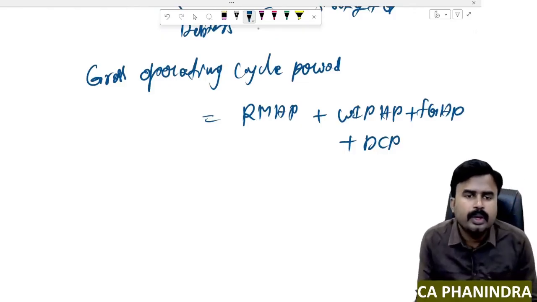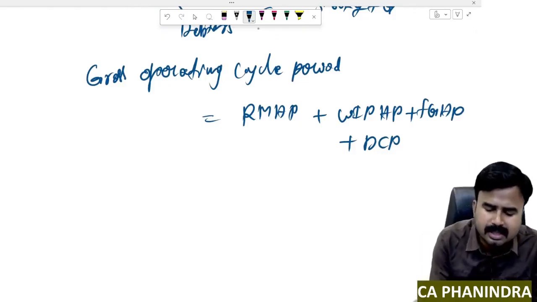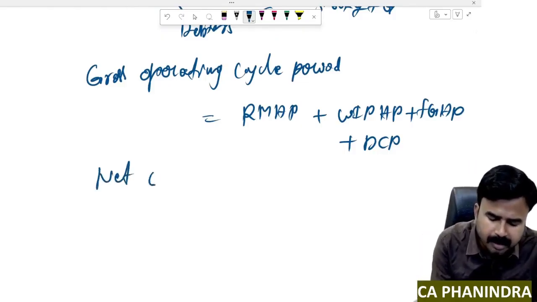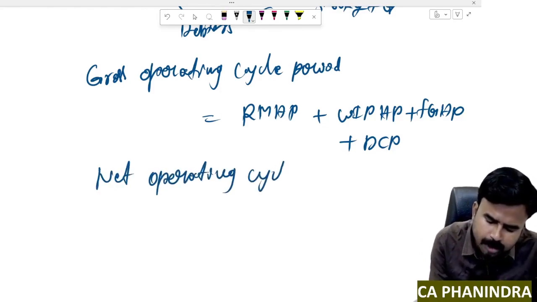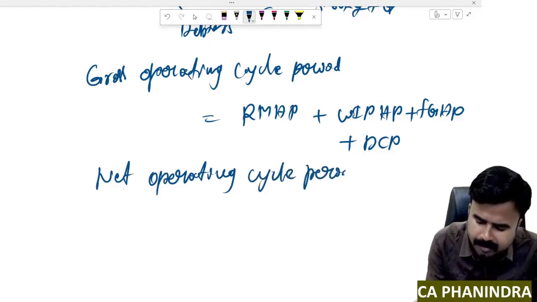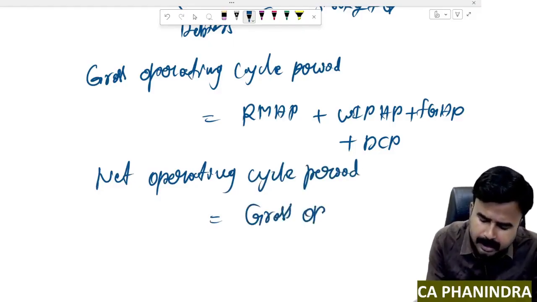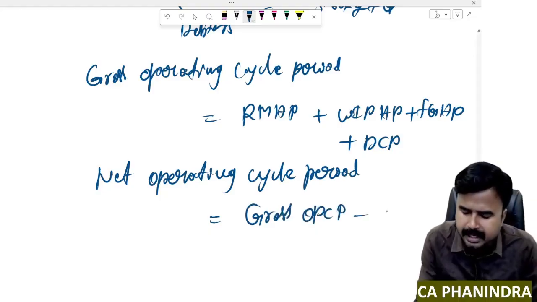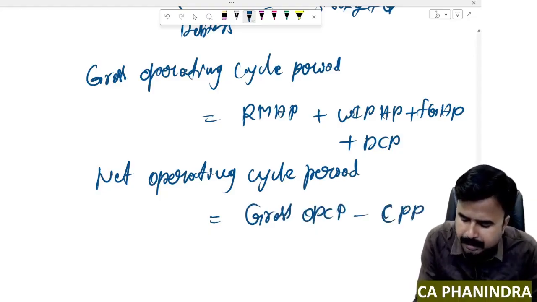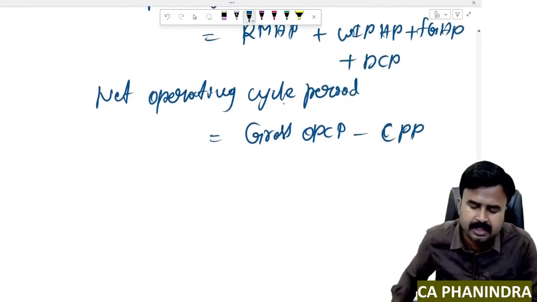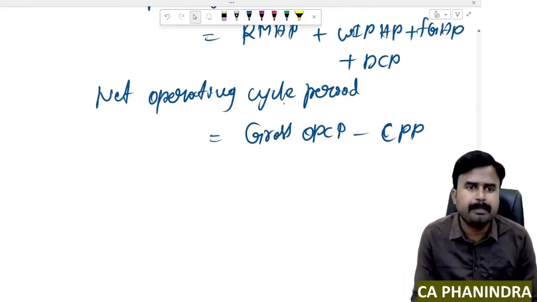If I remove the creditors payment period from this, I'll get the net operating cycle period. The formula is: net operating cycle period is equal to gross operating cycle period minus CPP, that means creditors payment period. This is the formula for net operating cycle period.